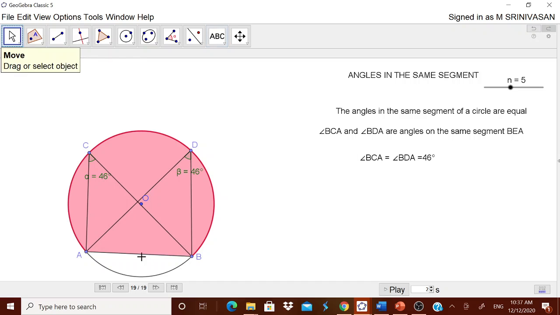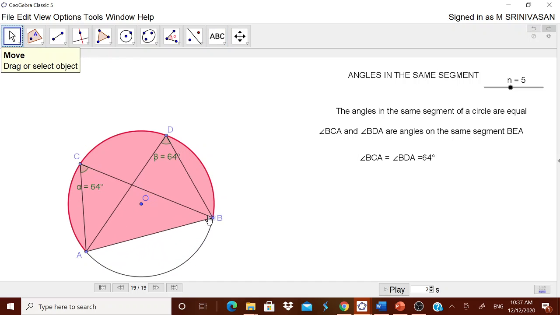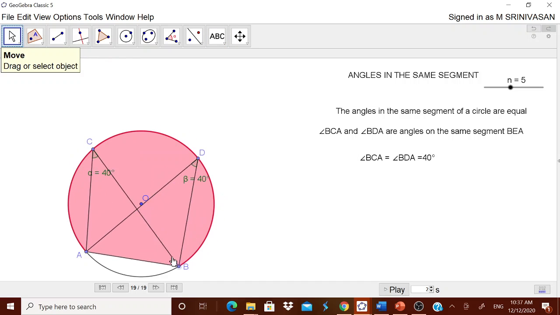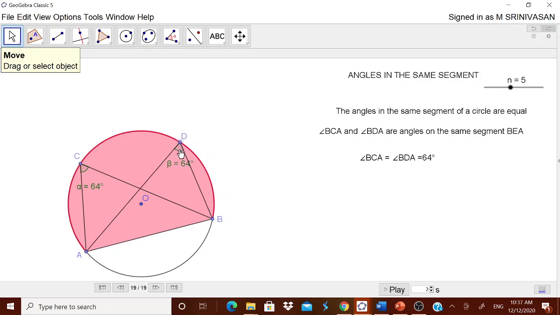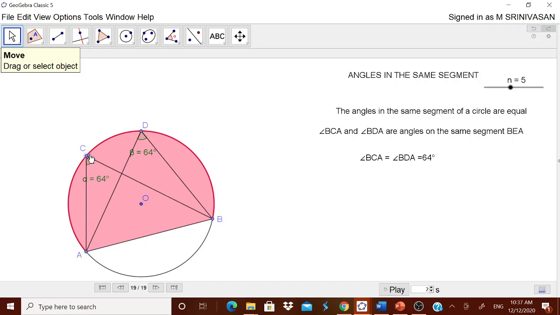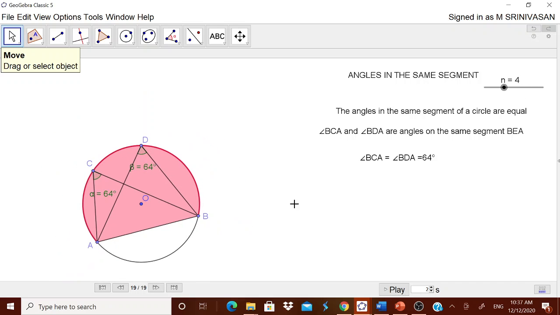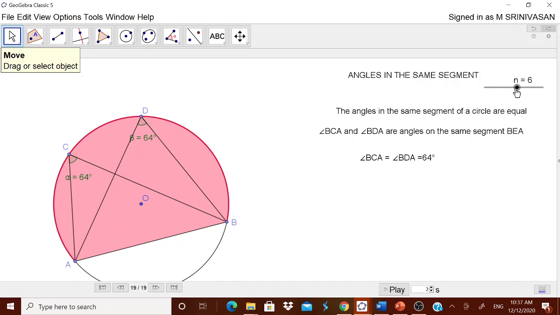Now you can ask the children to come and drag this A. You see, always the angles are equal. You can ask them to drag this D also. This can be dragged, and you can change the radius of the circle. Anything they can do. At all the places they are seeing that the angles in the same segment of the circle are equal. Now this theorem is having a converse also.